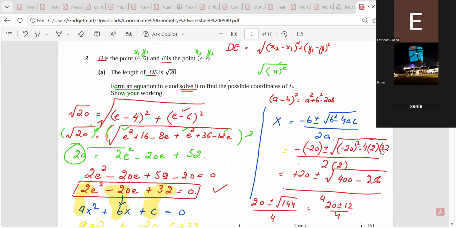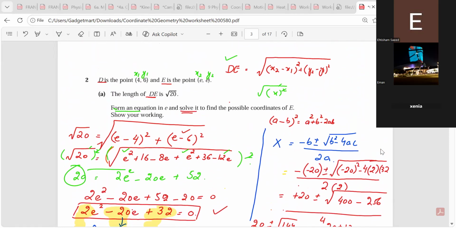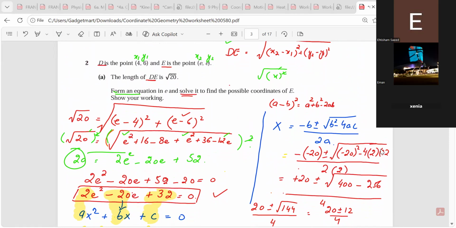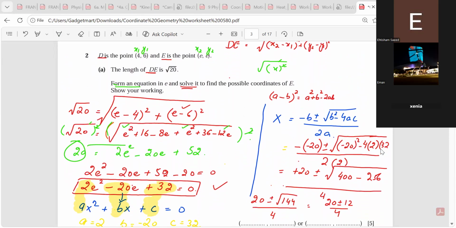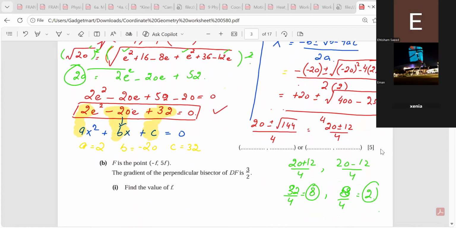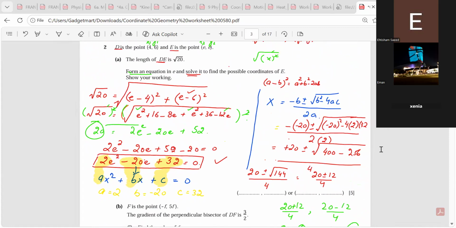Acha. So now we have found values of E, but they are asking you to find the possible coordinates of E, right? So possible coordinates of E will be 8 and 2. And here you will be writing the answer in the form where one coordinate is 8 and other is 2. ठीक है? So E is 8 and 2. And there is another coordinate that can be also 2 and 8 as well.